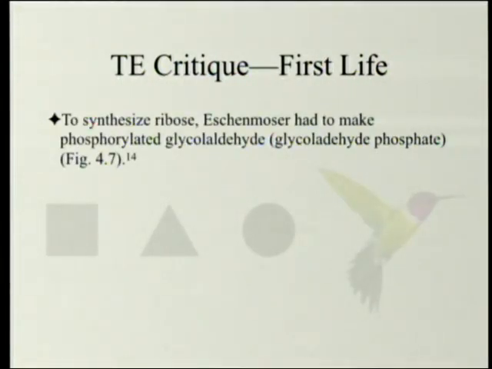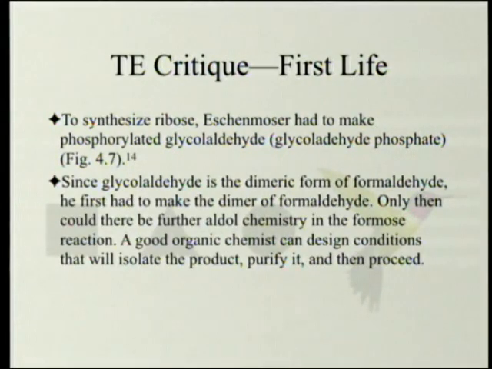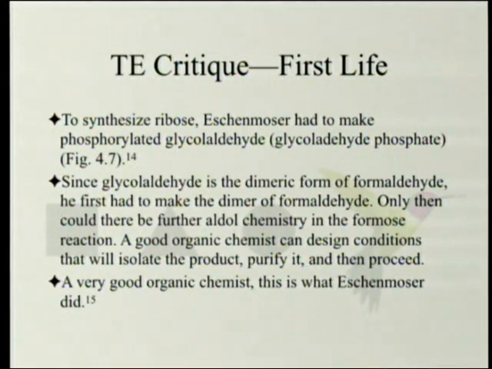To synthesize ribose, Eschenmoser had to make phosphorylated glycoaldehyde, glycoaldehyde phosphate, which I'll show you in just a minute. Since glycoaldehyde is the dimeric form of formaldehyde, he first had to make the dimer of formaldehyde. Only then could there be further aldol chemistry in the formose reaction. A good organic chemist can design conditions that will isolate the product, purify it, and then proceed. A very good organic chemist, this is what Eschenmoser did.